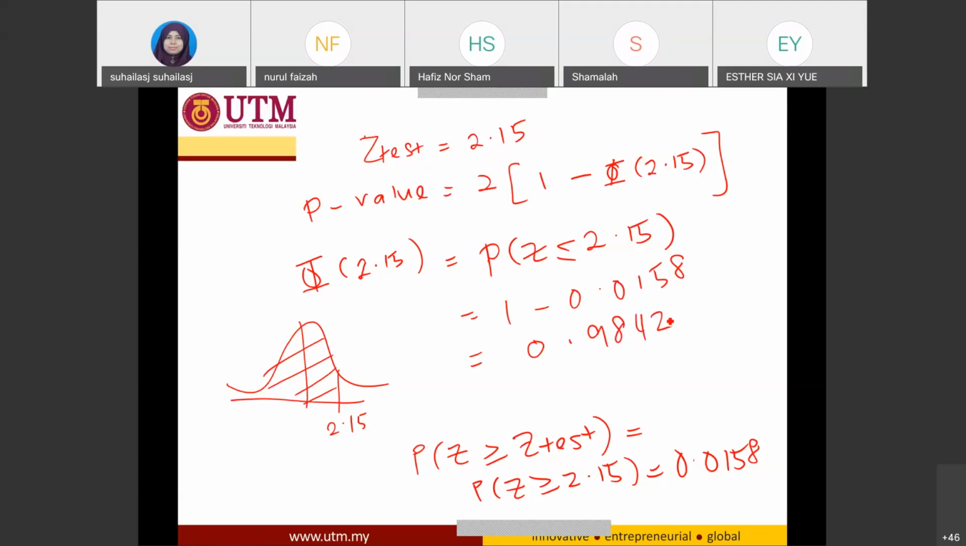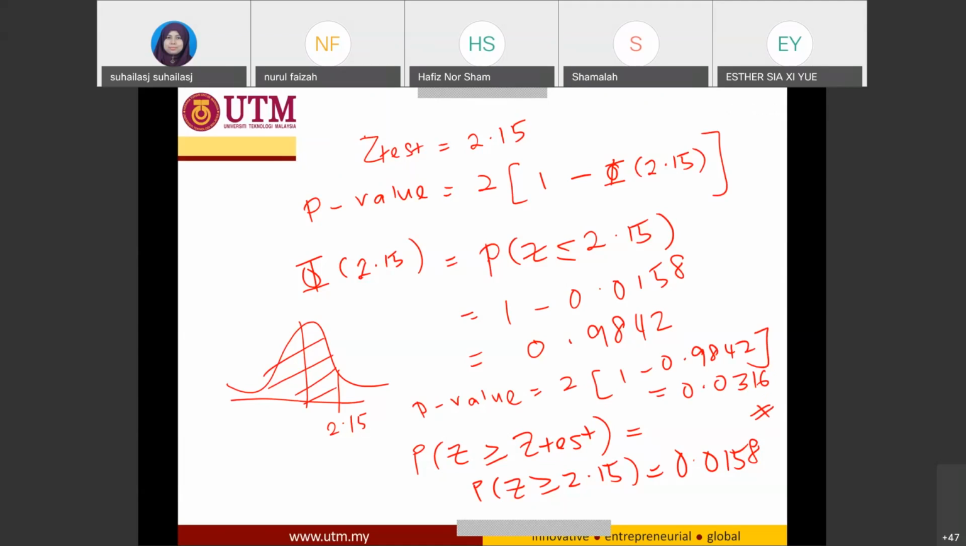Then you substitute in the formula for the P value. So your P value is 2 times (1 minus 0.9842), and you will get 0.0316. So that is the way we compute your P value.